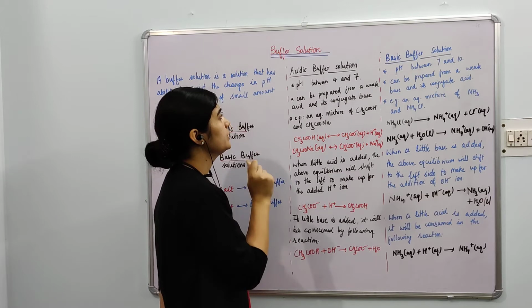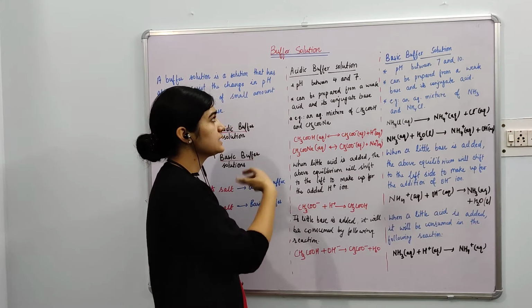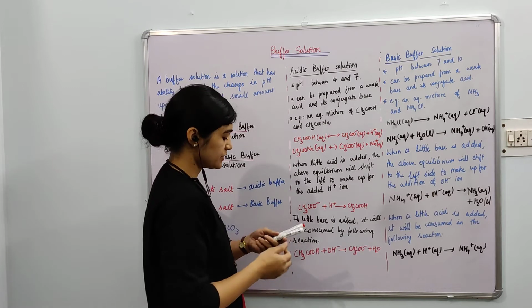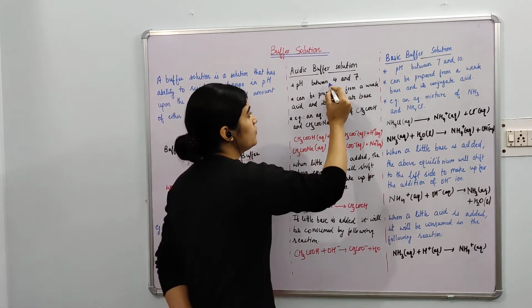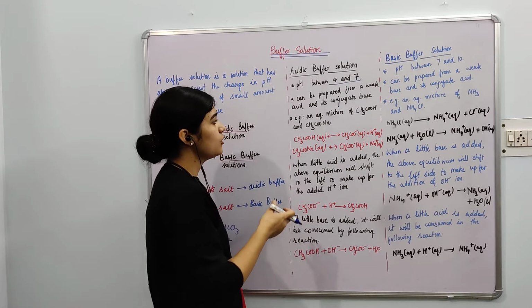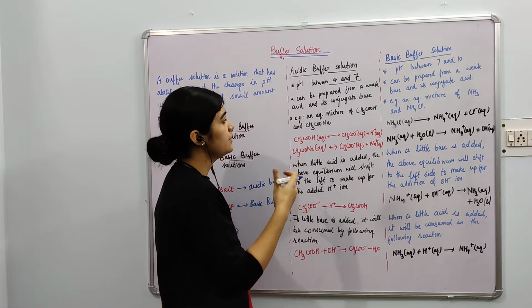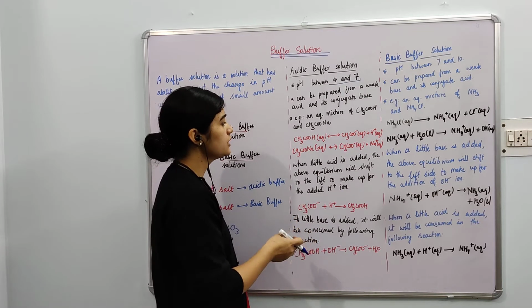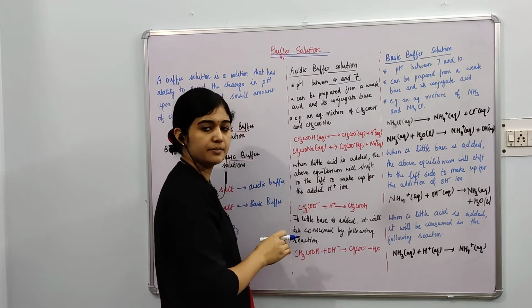Let's discuss the acidic buffer solution. This buffer solution maintains a pH between 4 and 7 and can be prepared by using a weak acid along with its conjugate base. Let's take the example of an acidic buffer solution: acetic acid and sodium acetate.